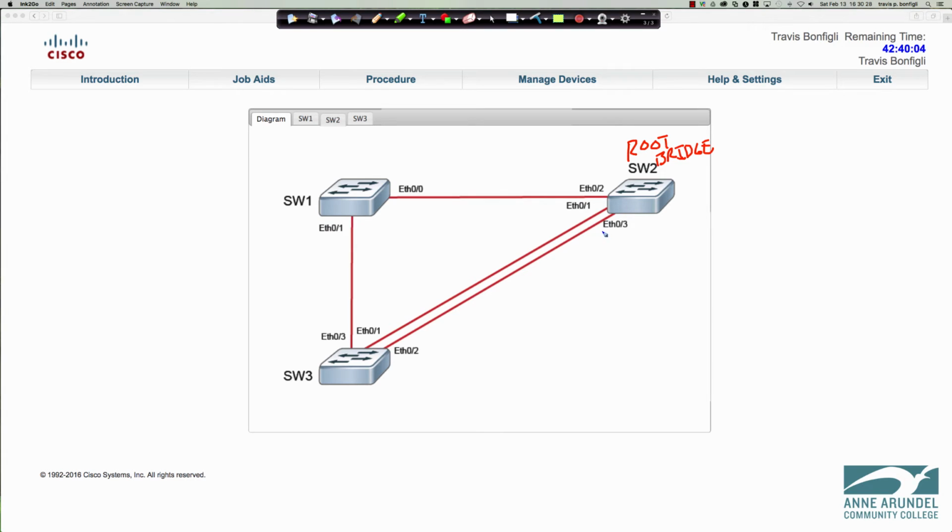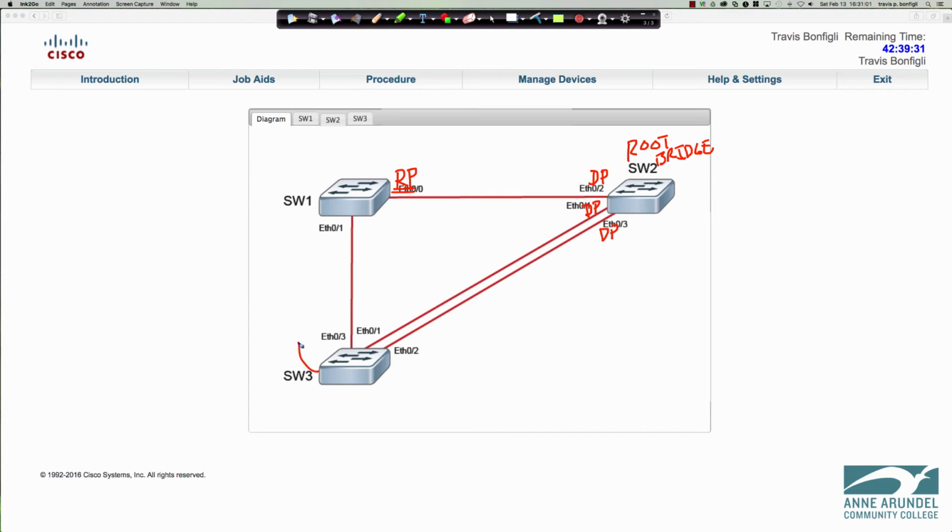And so what that means is Ethernet 03 is a designated port, just like we saw. 01 is a designated port, and 02 is a designated port. So now the question becomes, for switch 1, which port is my root port? Well, obviously it's going to be this one here because it's directly connected to the root bridge, so this would be the root port. And remember that every switch can only have one root port. Only one.